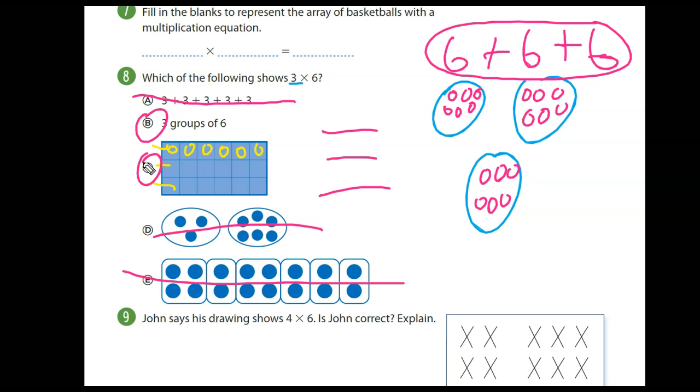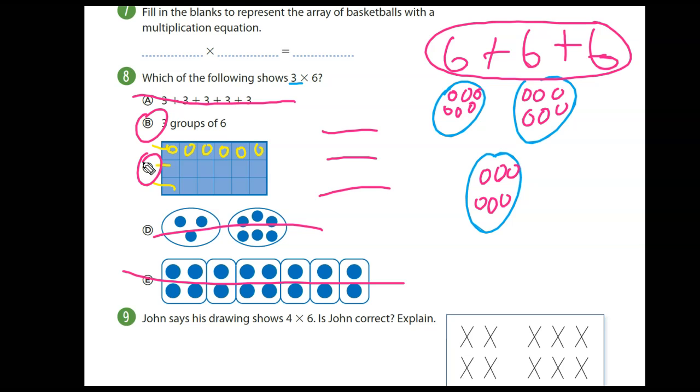Okay, let's chit chat for number 9. It says, John says his drawing shows 4 times 6. Is he correct? No. That means he would have 4 rows with six each, right? Okay, so what's wrong? Why isn't his array, why isn't his drawing correct?